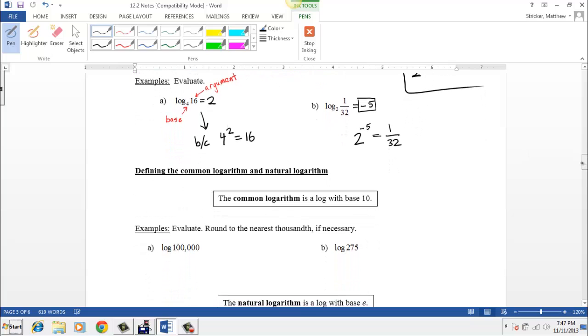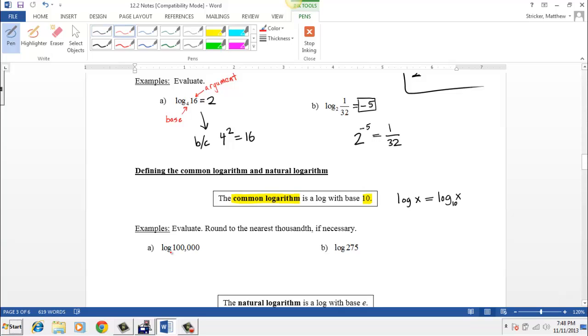Now, there's a log that's used quite often. It's called the common log, and that's when we have a log base 10. A lot of times we just write it without even writing the base in. In other words, if I have log of x and I don't write the base in there, that means log of x base 10. If it's not written, we assume that the base is 10.